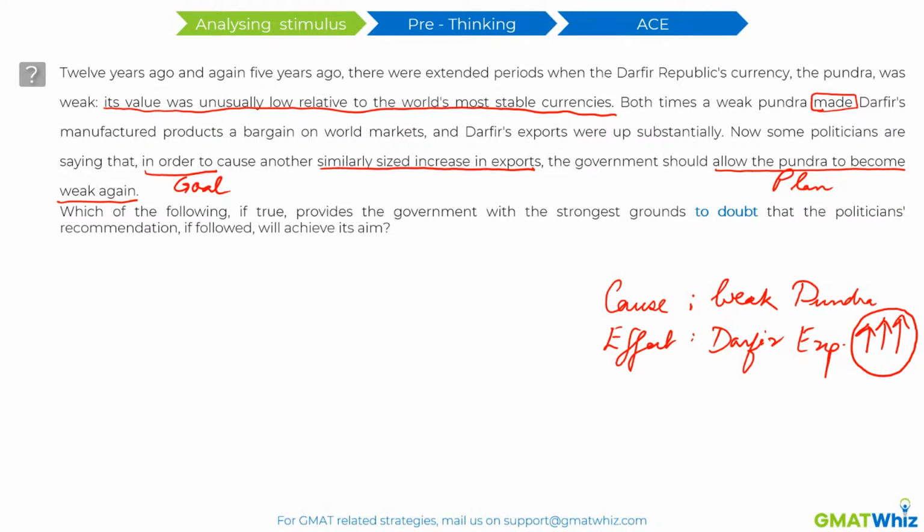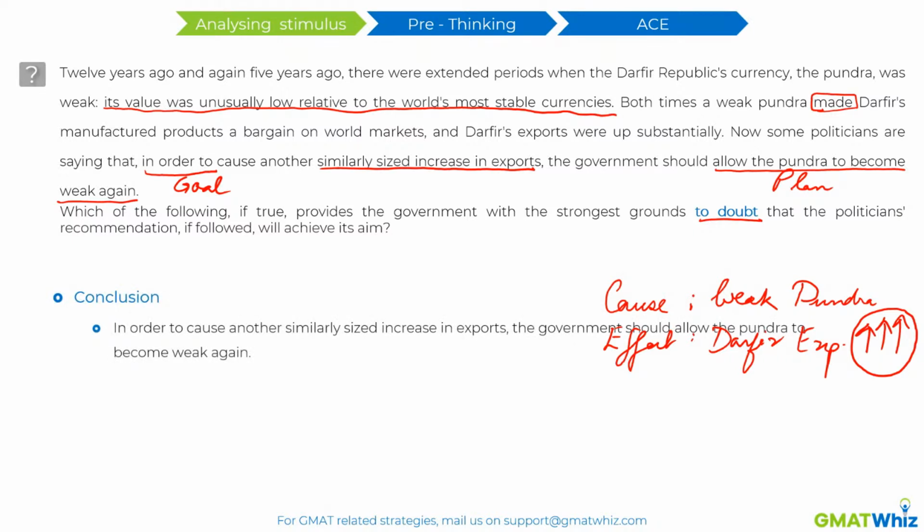Great. So this is all good. We are given some facts. We are given some politicians' opinion. What are we supposed to do with this? Let's read the question stem. Which of the following, if true, provides the government with the strongest grounds to doubt that the politician's recommendation, if followed, will achieve its aim? So we've got to cast a doubt on the politician's plan. All right. So the conclusion is, in order to cause another similarly sized increase in exports, government should allow the Pundra to become weak again, because this has happened twice in the past, and we have to weaken this.